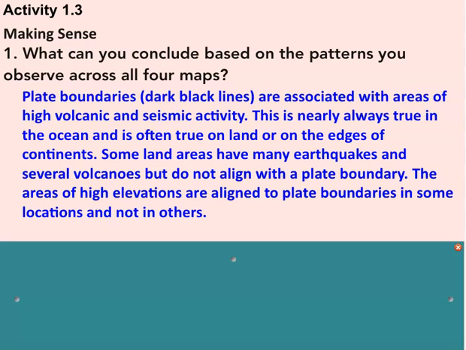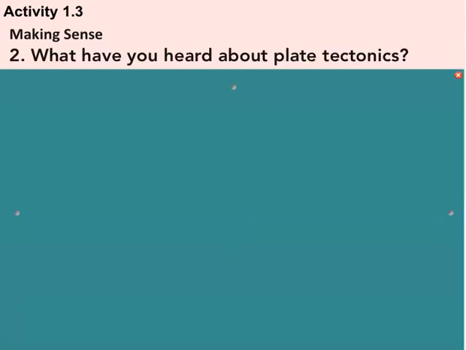And some land areas may have many earthquakes and several volcanoes, but they do not align with a plate boundary. We're going to start talking about things like hot spots in the future, where you may not have a plate boundary, but you're going to have a lot of volcanic activity. And if you have a lot of volcanic activity, you're probably also going to have a lot of earthquakes as well. So the areas of high elevation seem to be aligned to plate boundaries in some locations. However, it's not always a perfect match.